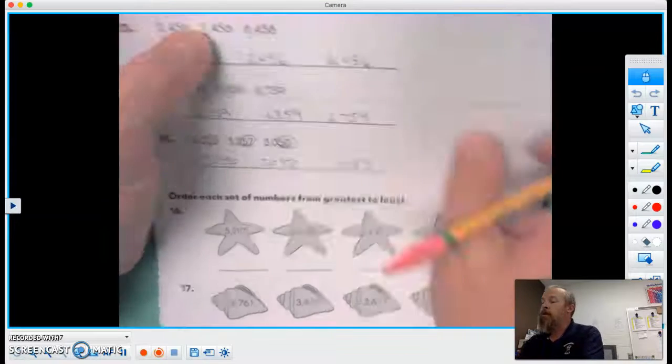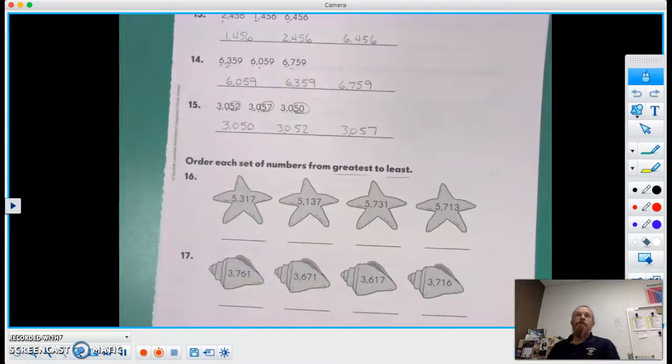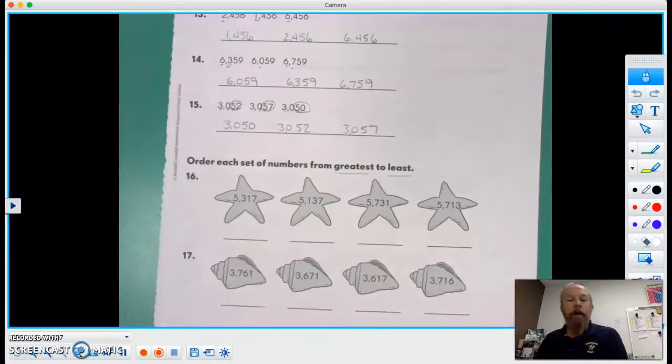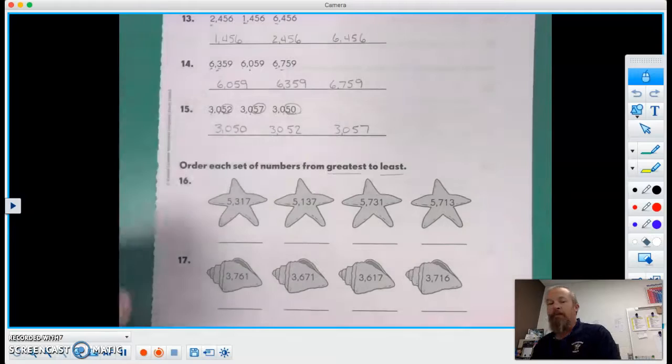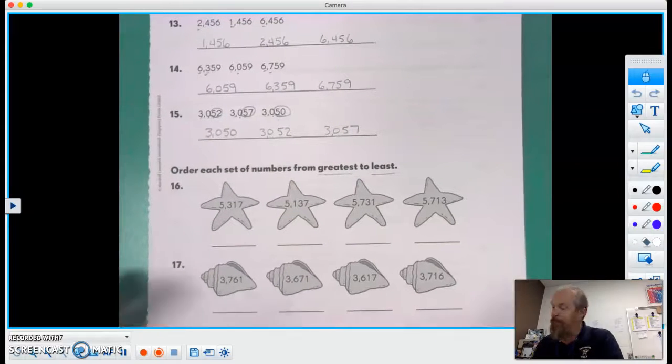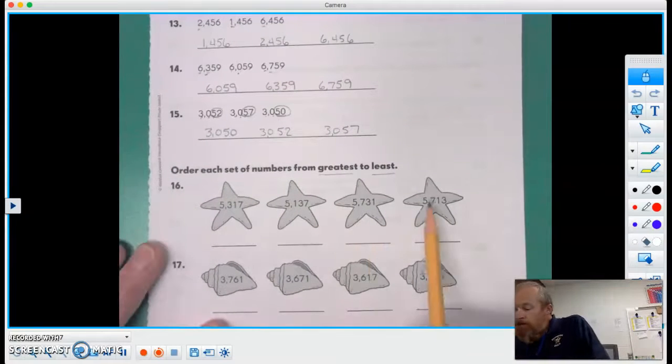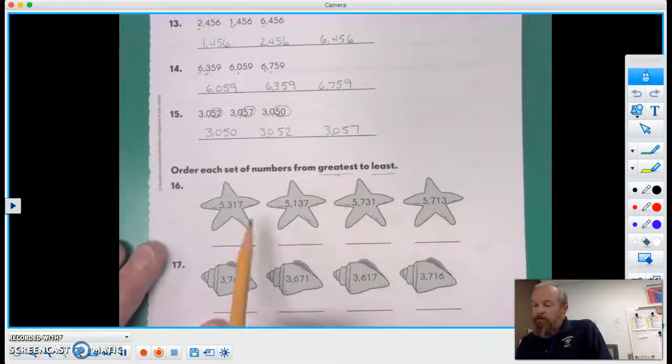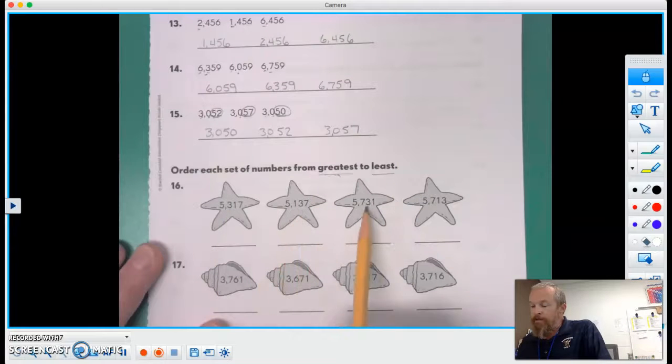Okay, order each set of numbers from greatest to least. So sometimes we get so used to doing one way or the other, like smallest to largest, largest to smallest. We just get caught up and we just do it. You know what I mean? So sometimes it's just those little details, right? So let's just go. Greatest to least.